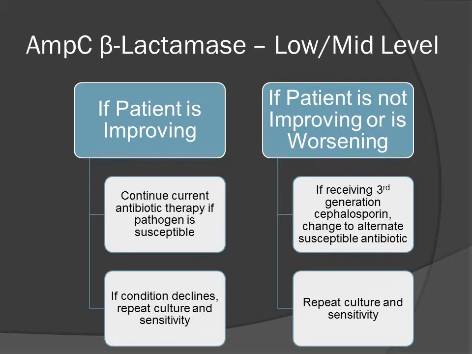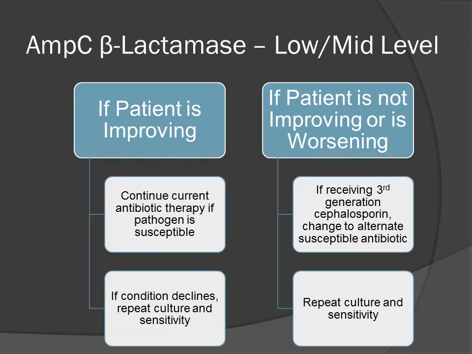AMP-C beta-lactamases typically are reported as low, mid-level, or high level, and have certain treatment algorithms based on how much AMP-C is actually being produced. AMP-C beta-lactamases are clinically important cephalosporinases encoded on the chromosomes of many gram-negatives and a few other organisms, where they mediate resistance to some of the cephalosporins, most penicillins, and the beta-lactamase inhibitor beta-lactam combinations.